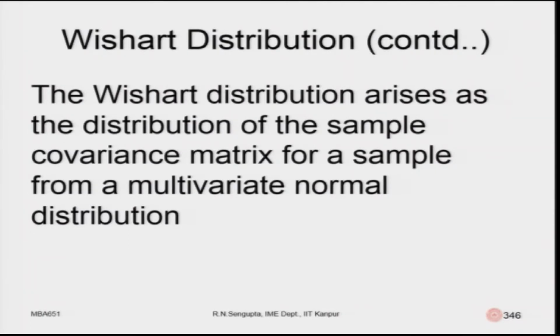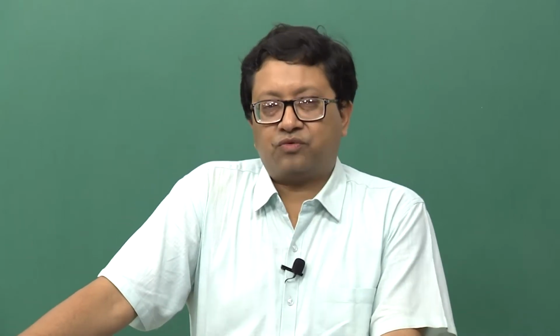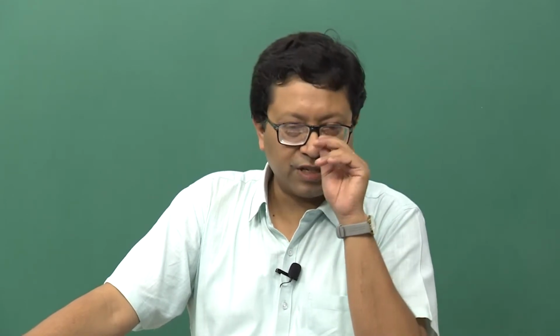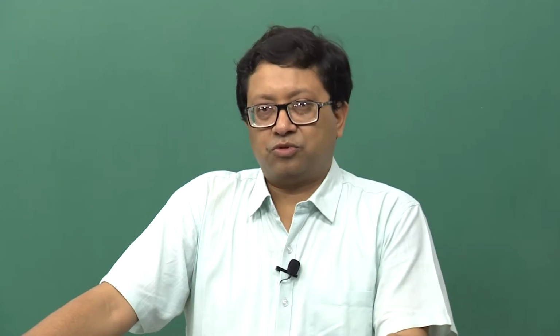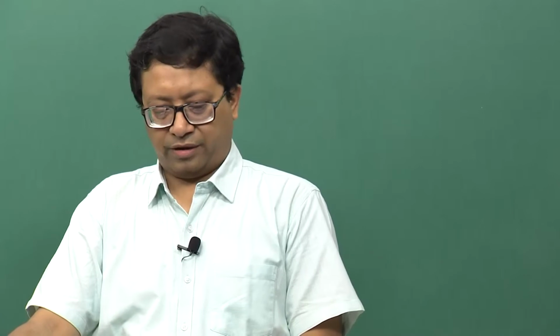The Wishart distribution arises as the distribution of the sample covariance matrix for a sample from a multivariate normal distribution. If you remember, the chi-square used to come out when we discussed something to do with the standard deviation, so it will be chi-square with n degrees of freedom, or chi-square with n minus 1 degrees of freedom. Similarly, the Wishart distribution arises when you want to study something to do with the covariance matrix for the multivariate normal distributions. In a similar way, you can see a one-to-one similarity.